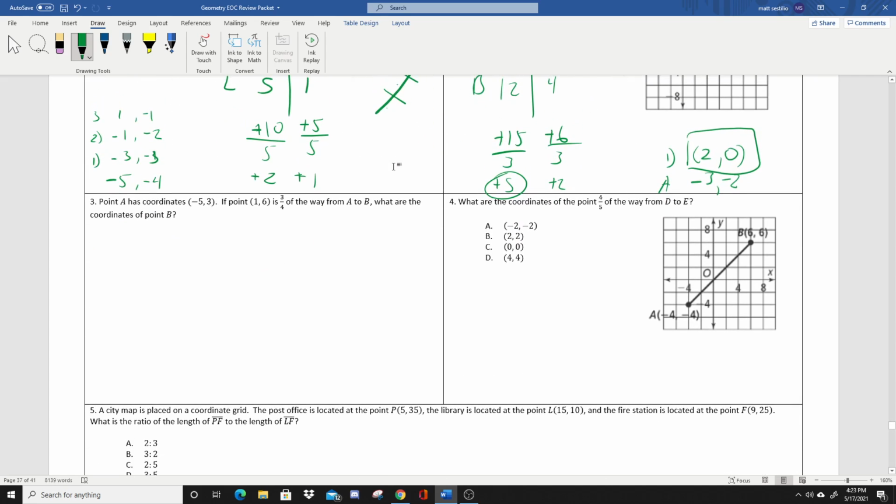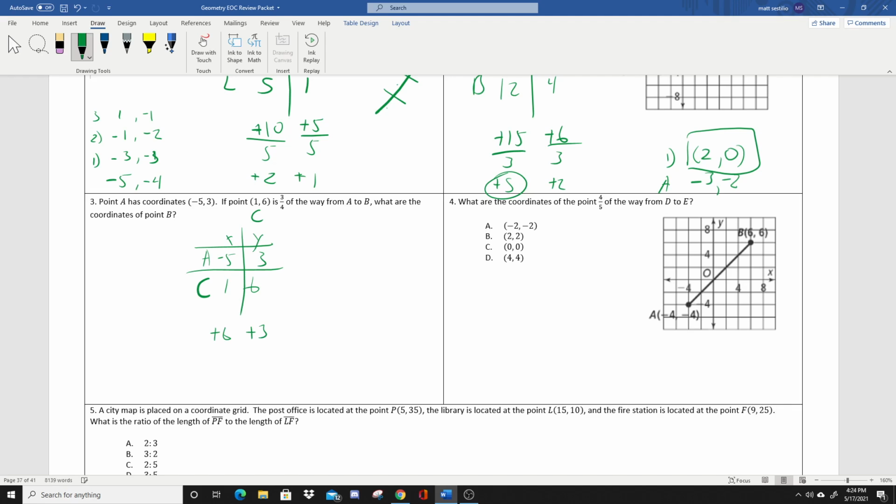For number 3, similar question. If point A has these coordinates, and if point P is 3/4 of the way, what are the coordinates of point B? So we know that this is 3 out of the 4 parts. We want to figure out how far point B is from A to begin with, so I'll set it up the same way. -5, 3, 1, 6. So from A to B, that's a +6. It's a +3. But it says that point P is already 3/4, and they want to know what point B is. Maybe I shouldn't have called that B then. Maybe we'll call this point C.